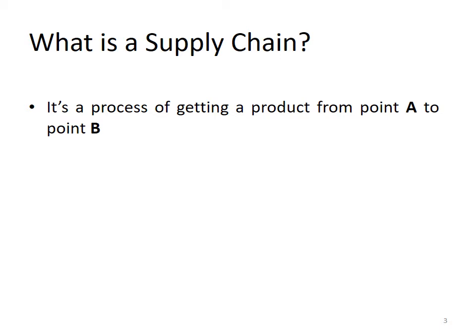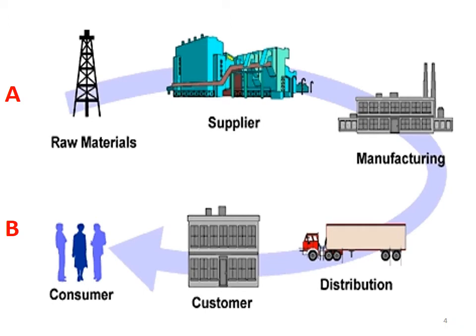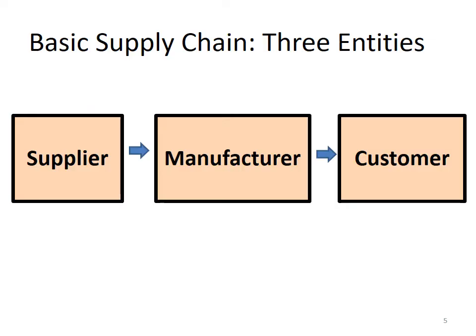Supply chain, in simple terms, is a process of getting a product from point A to point B. You can see in this diagram the point A and point B. When a product is moving from point A to point B, we identify it as a supply chain. In a basic supply chain, we can identify three main parties: the supplier, the manufacturer, and the customer.